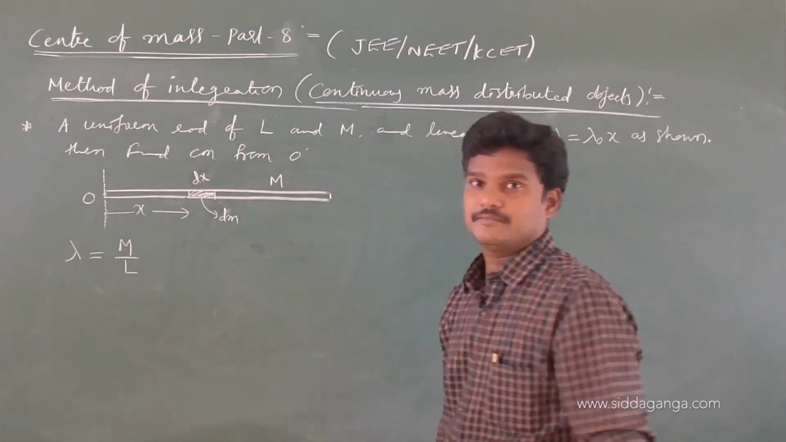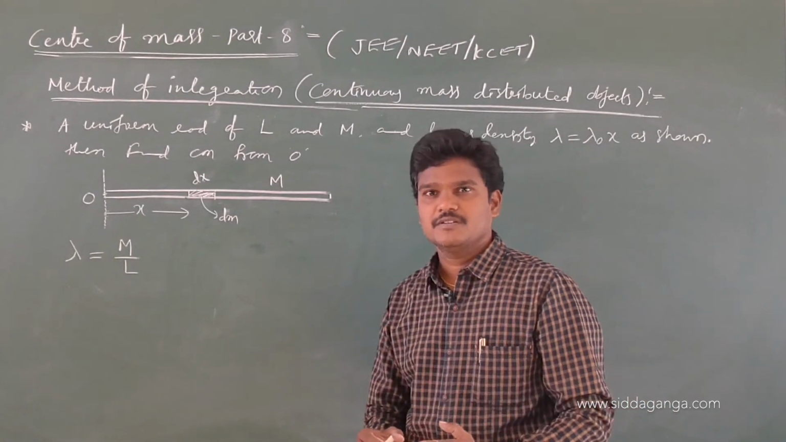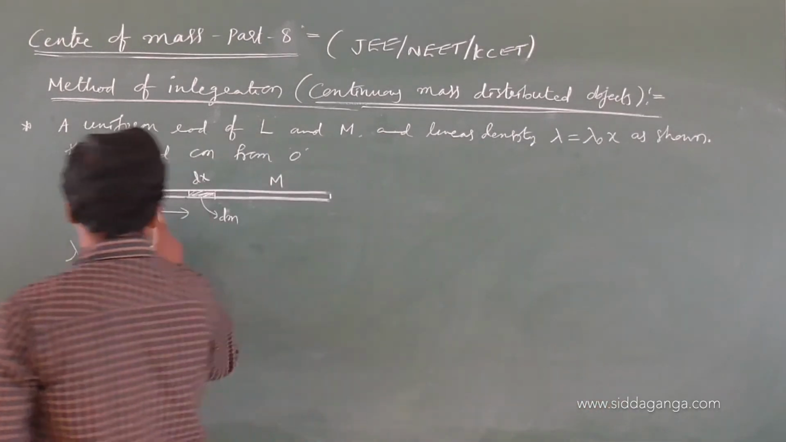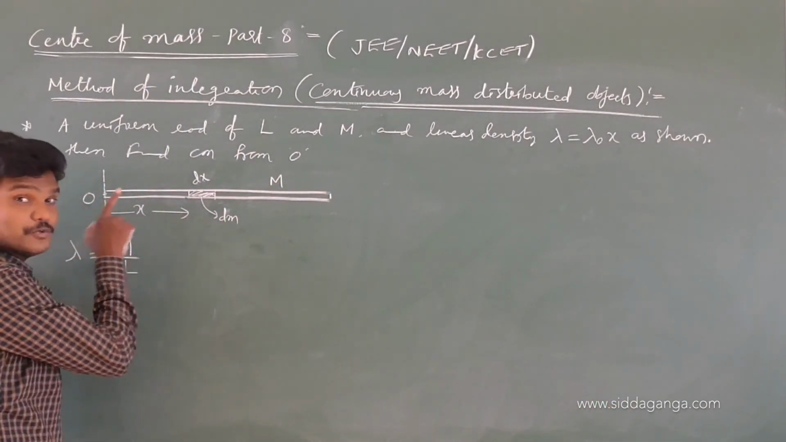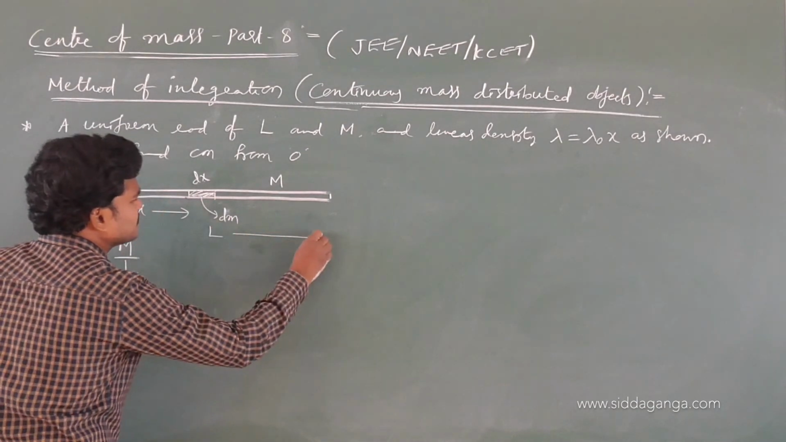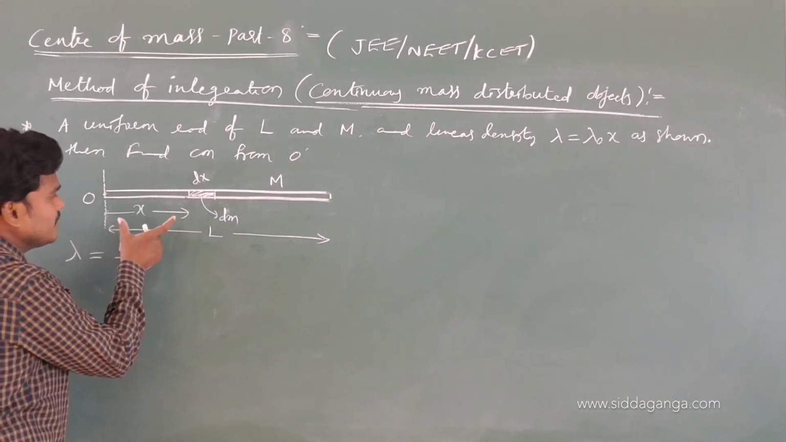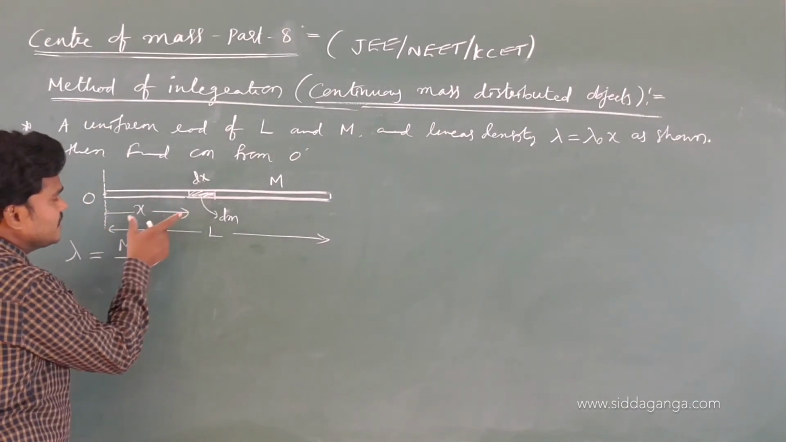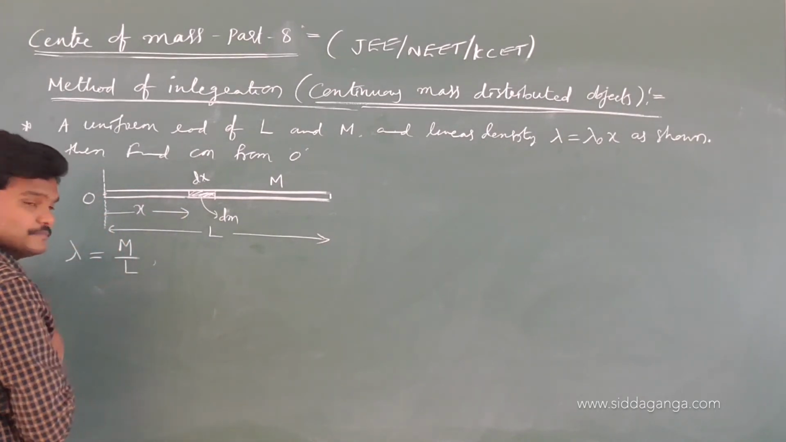Keep that in mind. Okay. Now, for this type of question, at a distance of x, you take a small elemental length at a distance of x from where you are finding. So, L is the length. Now I am taking a small portion at a distance of x from O. And lambda, anyhow, we got it.